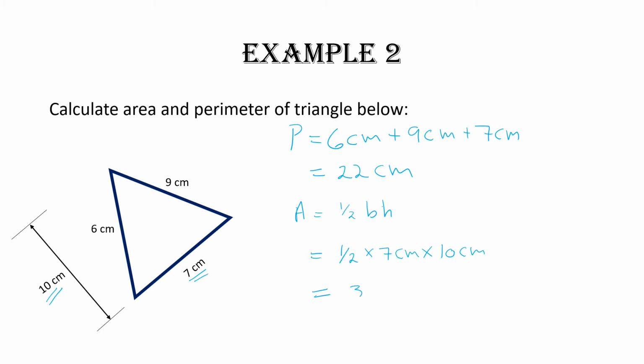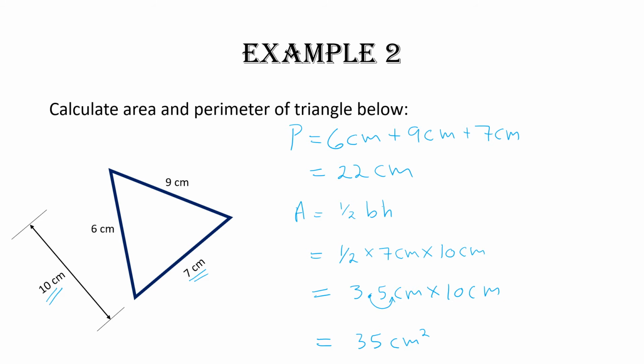So we have 3.5 cm. 3.5 is half of 7. Multiply by 10 cm. Let me just do it that way. And again, here because I'm multiplying by a 10, I could simply move the point in this direction, right? Easy does it. So then my answer here would be 35 cm squared. So 3.5 by 10 and cm by cm.